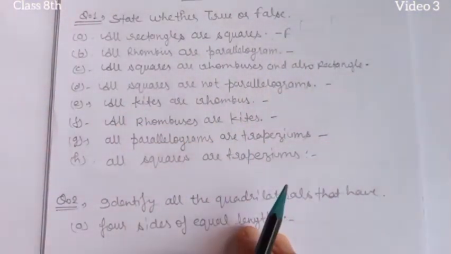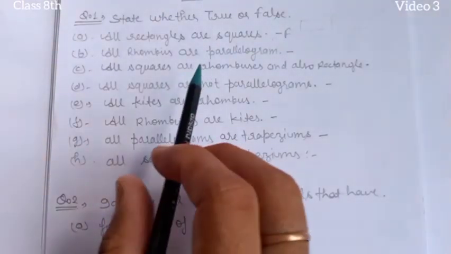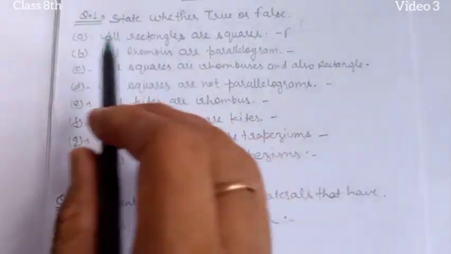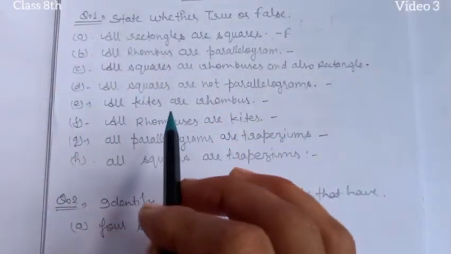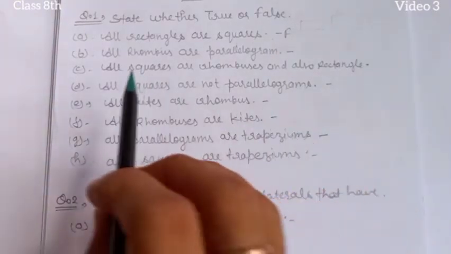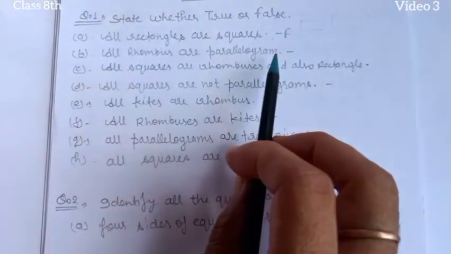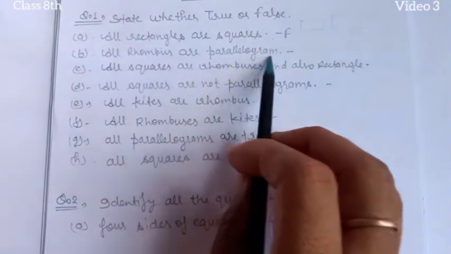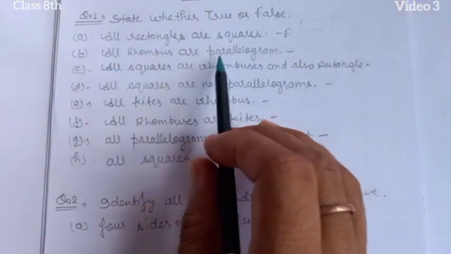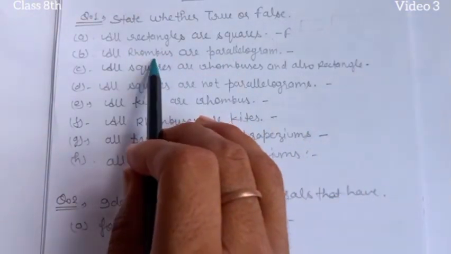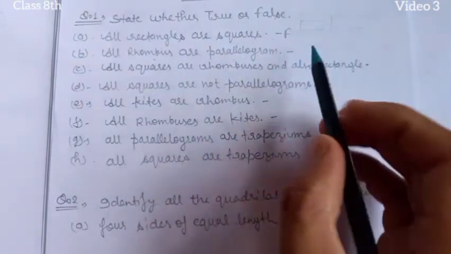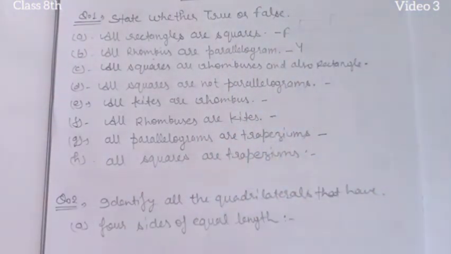Okay, next, all rhombus are parallelograms. As you know the property of a rhombus, all sides are of equal length and parallel. So yes, all rhombus are parallelograms. Why? Because the property of the parallelogram is that opposite sides are equal. Yes, it is here. And opposite angles are equal. Yes, in a rhombus opposite angles are also equal. So this statement is true.